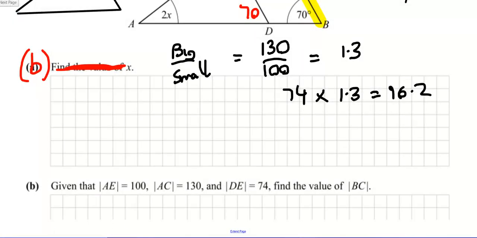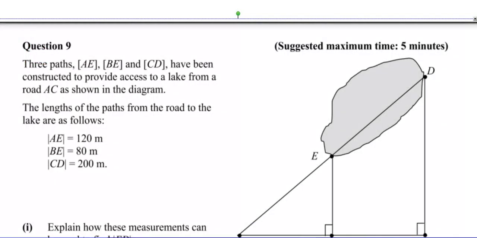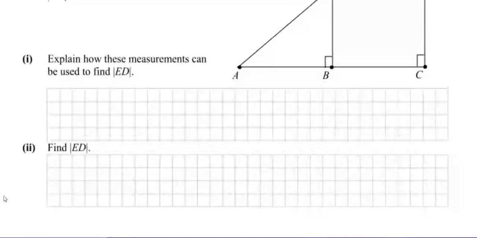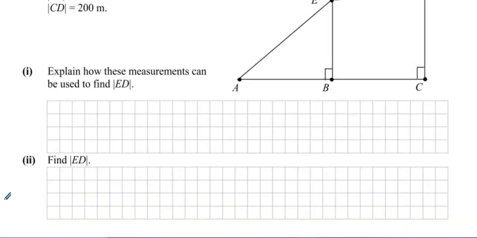Okay, gents, we're on to this one here. This one here is also similar triangles, isn't it? It's big triangle, small triangle again, I believe. Explain how these measurements can be used to find ED. Now, do you know what I would do first? Instead of explaining it first, I'd actually find it first and then explain how he did it. Do you get what I'm saying? I'm going to do the question first and then explain what he did afterwards.